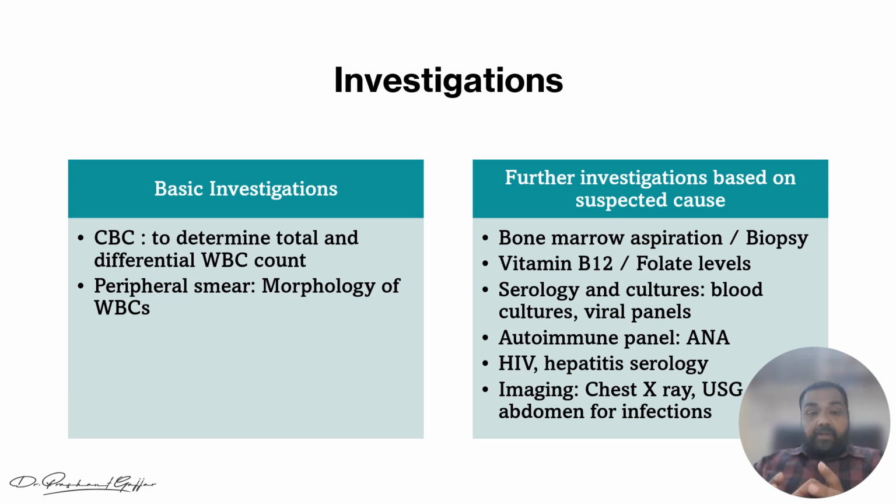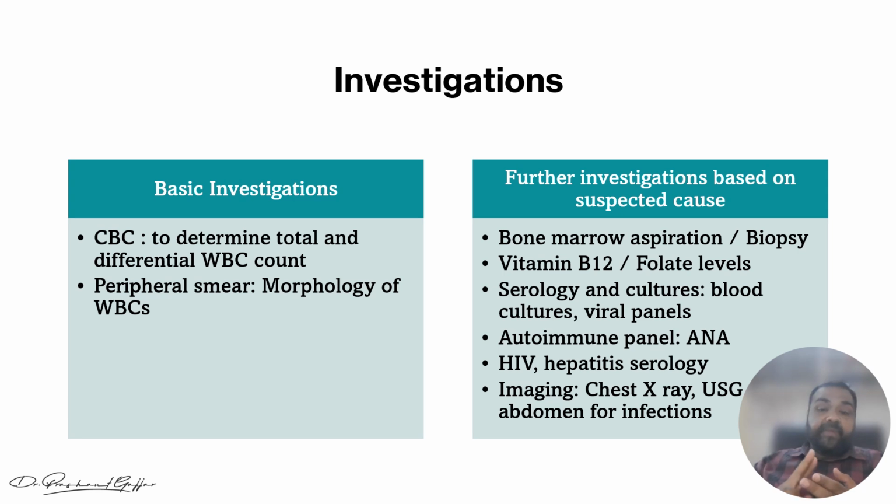So now, suppose first there is leukocytosis or leukopenia, we have to do the basic investigation. We go with the CBC to determine the WBC count, the total count and the differential count, which in short form we call TC and DC, right? Total count as well as the differential count. We get the picture of the body, right?